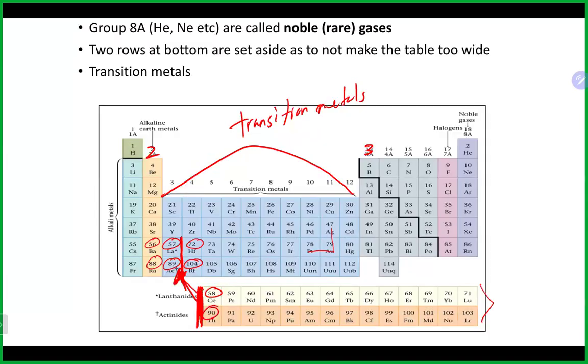So you do need to know, obviously, the periodic table. You need to know which way groups go. You need to know which way periods go. You need to know the names of the special groups. You need to know where transition metals are, where metals, nonmetals, and metalloids are found, and some properties of each of those. Any questions on that?